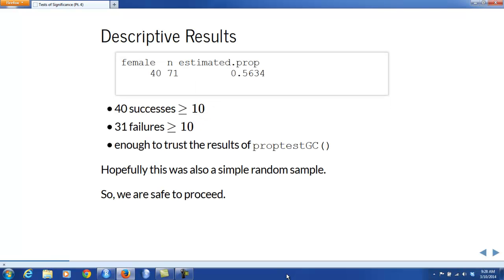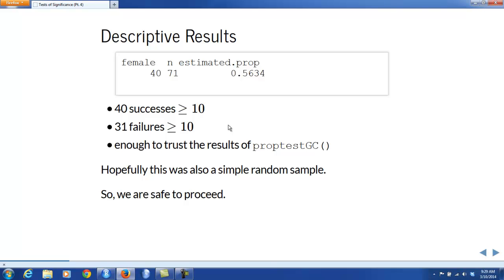Let's take a tour of the results. If you were to run this code, you would first see some output to the console that gives you descriptive results. In the 71 students sampled, 40 of them were female. The sample proportion is 56.34%, the 0.5634 that you see here. We're counting up females. Those are the successes. Thus, we have 40 successes and 31 failures.